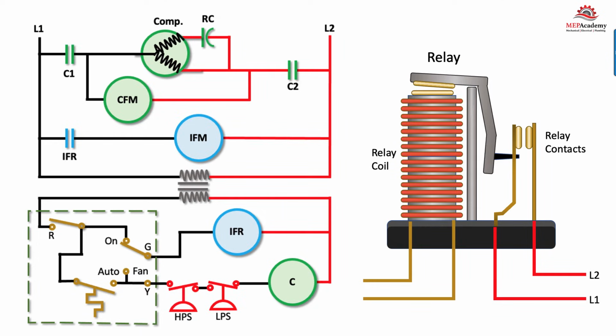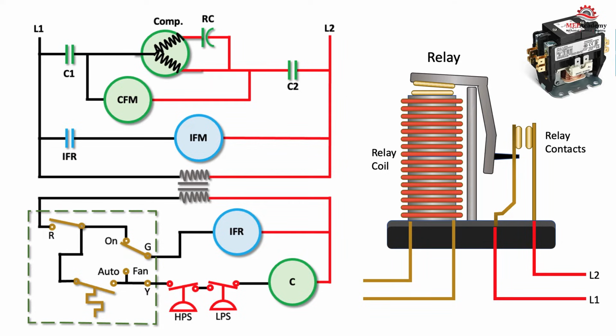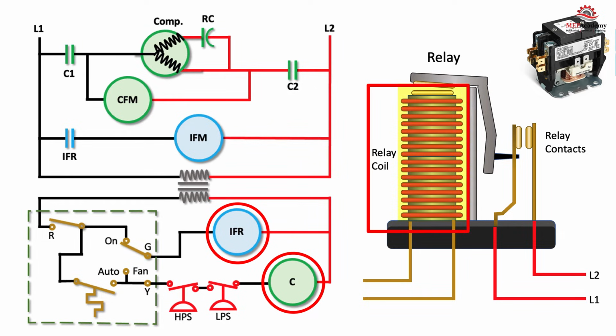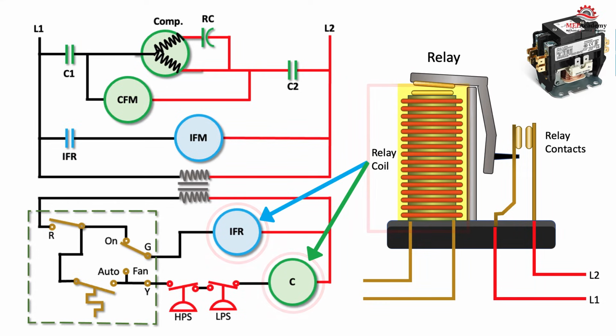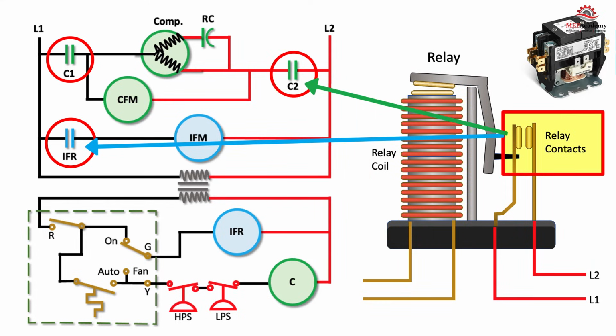Let's look at how the symbols on the diagram relate to actual physical real-world items. This is what an electrical relay might look like without its protective cover. We have two relays in our diagram, the compressor and indoor fan relays. The relay has two main parts: the coil, which is located on the low voltage side of the diagram, and the contacts, which are located on the line voltage side.